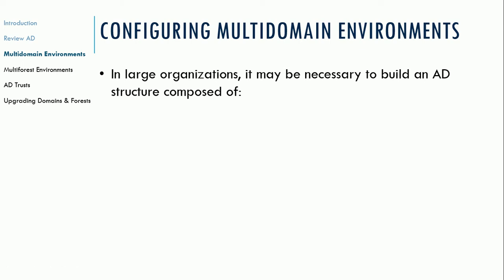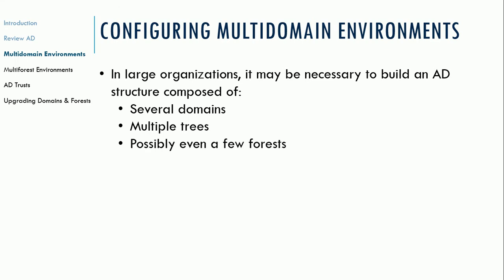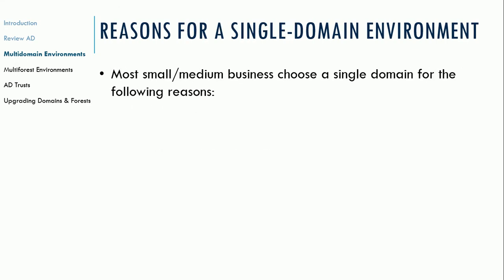In a simple configuration, we would just have a single domain for our entire infrastructure. But in some organizations, in some environments, it's necessary to have more than one domain and even more than one forest. So in large organizations, it's necessary to build an Active Directory structure that may be composed of several domains. They may even have multiple trees and possibly even a few forests, which we'll talk about in a little bit.